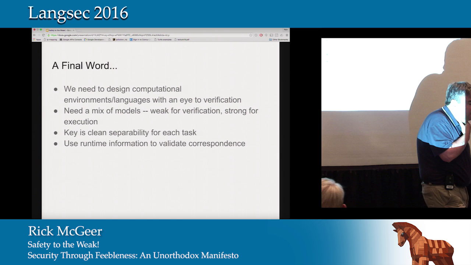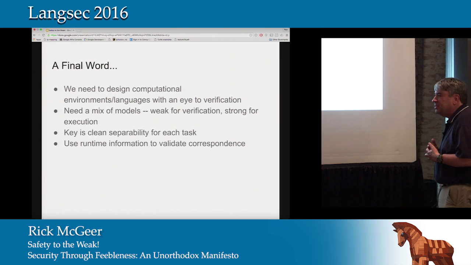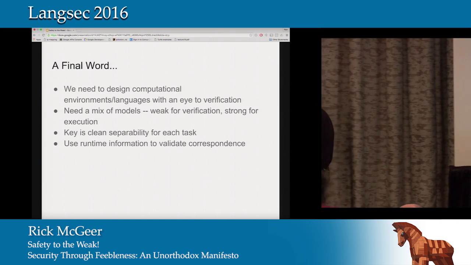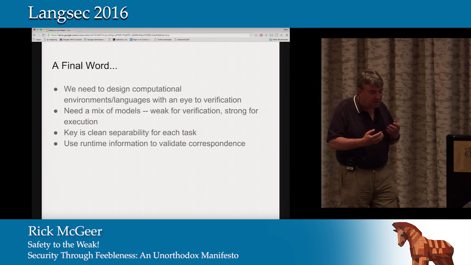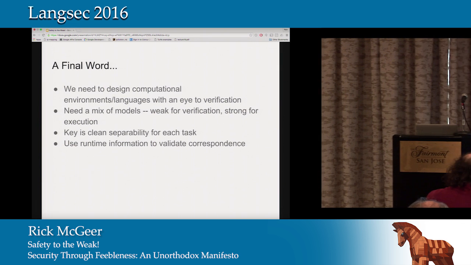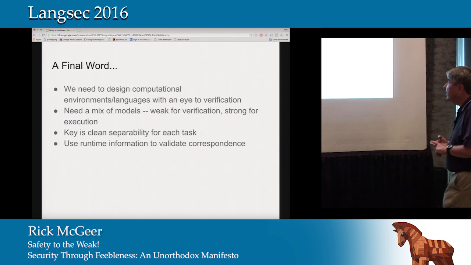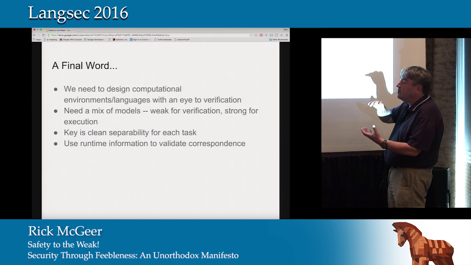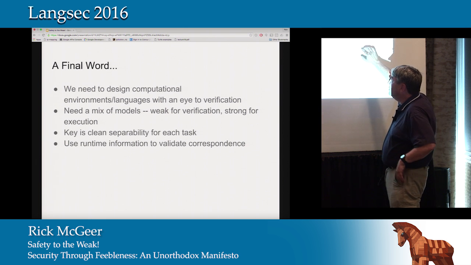So that's the final word. I think computational environments and languages need to be designed with an eye to verification. But it doesn't mean that you need to go off and redesign the guts of the language. I've been through that one before too, and that's really hard because ecosystems grow up around these things. There are tools, there are programmers, there are compilers, and there's culture. And these things are all very, very hard to change. But what you can do is surround these things with models and construct bridges between the models and the programs themselves and get some verification.